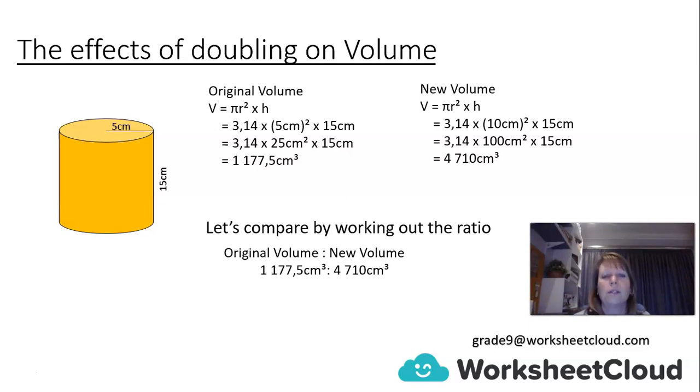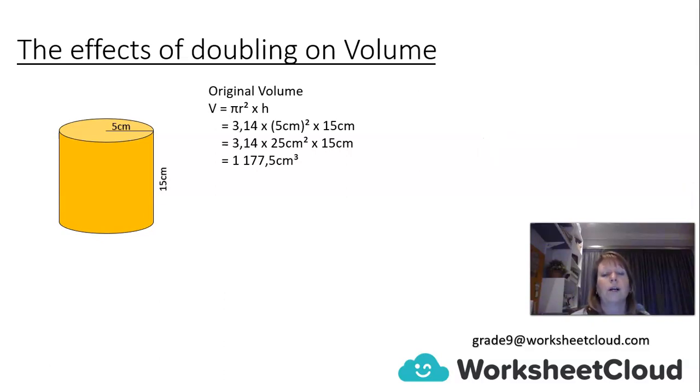And again, we're going to see how many times 1177,5 goes into 4,710 centimeters cubed. Can you guess? Sure you can. It is 1:4. So therefore, the volume with the new measurement, with the radius being doubled, is 4 times as big as the original volume. Okay, so when we double the height, it doubles the volume. When we double the radius, it quadruples the volume. In other words, the volume becomes 4 times bigger.